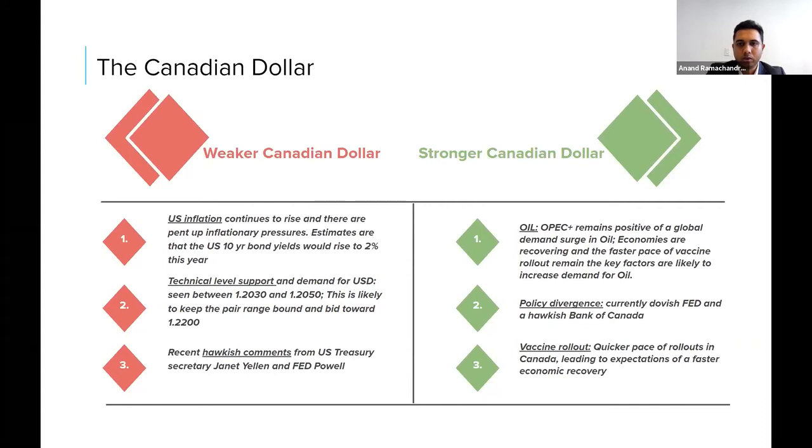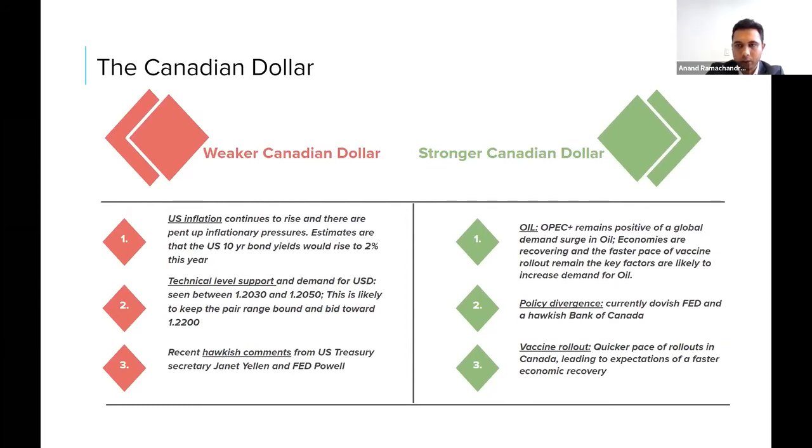So now moving on to strength for the Canadian dollar. There are three main aspects to look at. One is oil. We've been seeing that oil prices have been going up consistently. Currently, the front month futures is trading at $71 a barrel. We think that it will head higher towards $75 a barrel.